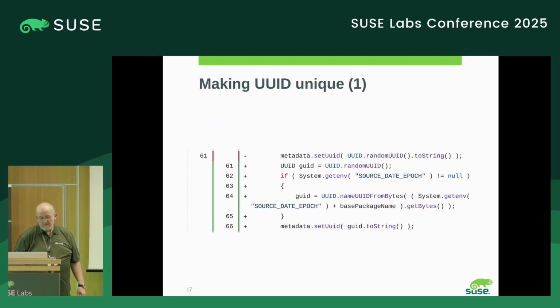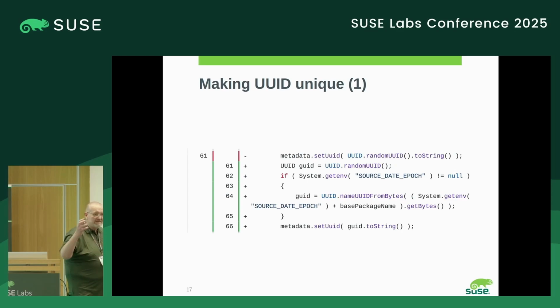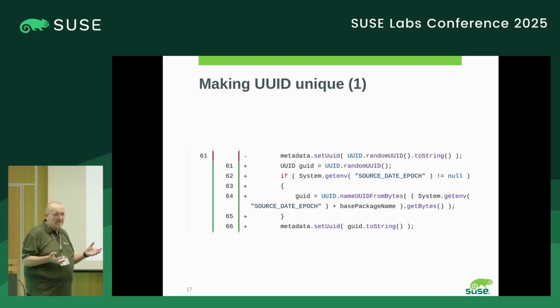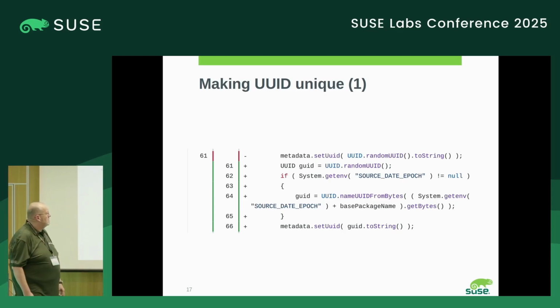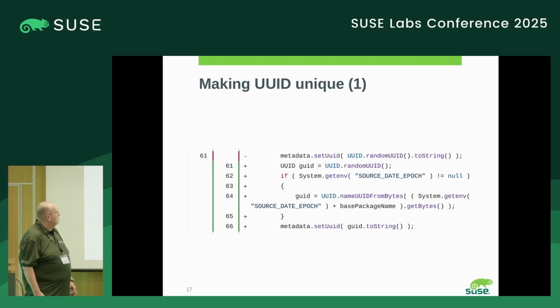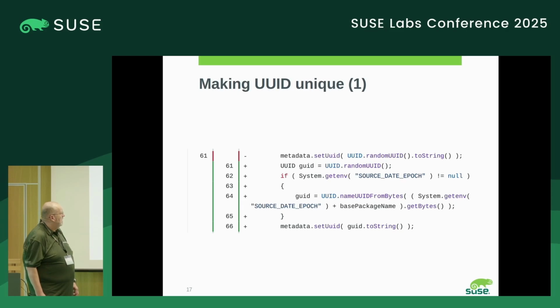So we basically tried to compose a kind of string from the date time, from the name of the package, and create a UID from there. Because we can create a UID from just bytes. So this was what we had to do for the base package UID.